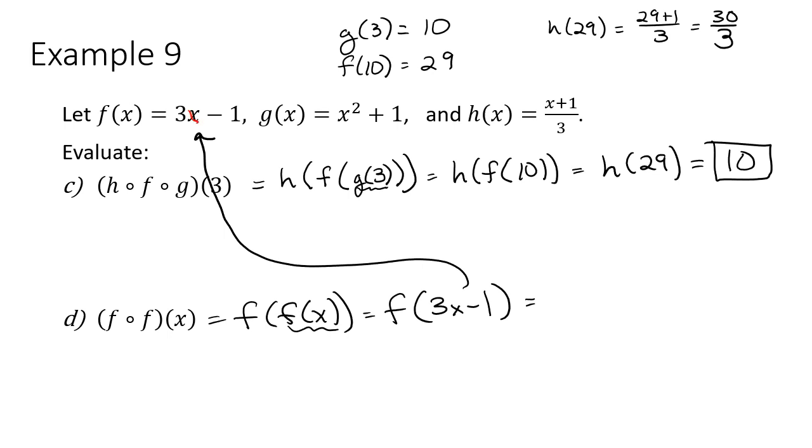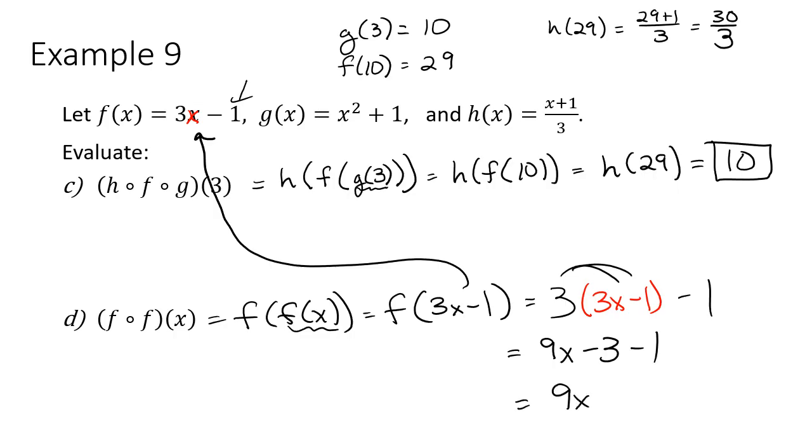So this x here, we're going to have 3 times, and I'm going to replace that x with parentheses, 3x minus 1, and then we still got the minus 1 on the outside. So I need to distribute that through, which would give me 9x minus 3 minus 1, or 9x minus 4.